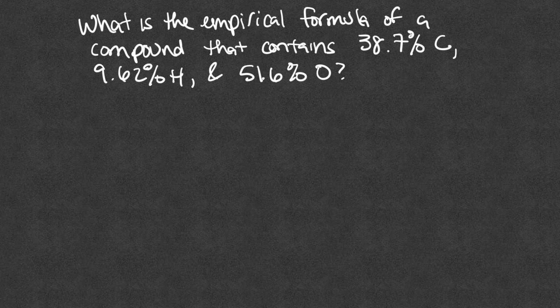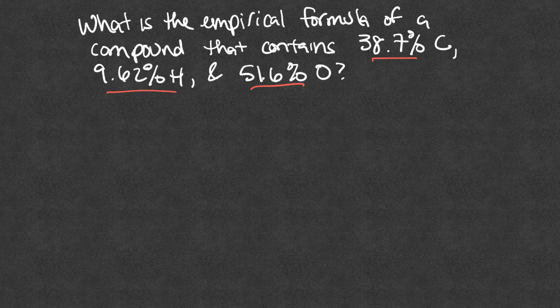Now, if you're given a percent composition of a particular compound for each of the individual elements, you could mathematically figure out the empirical formula for that compound. So here's an example problem. What is the empirical formula of a compound that contains 38.7% carbon, 9.62% hydrogen, and 51.6% oxygen?